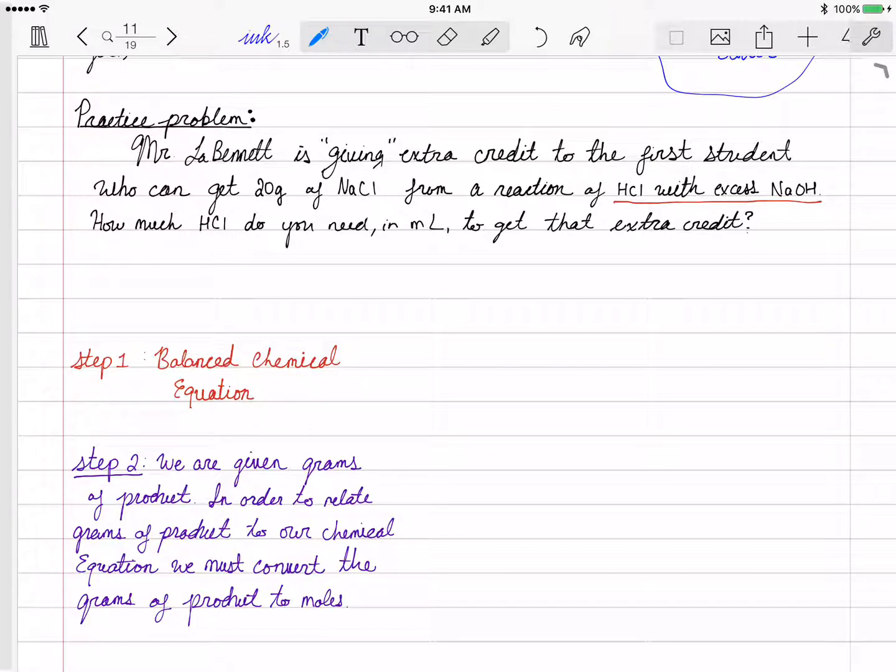And so, this problem, I was very nice. I told you what the reactants were. You didn't have to figure out the name from the formula from the name. Gave you one of the products, and so it's easy to figure out what the other one is. And so you also know what the limiting reactant is because you have an excess of sodium hydroxide. The limiting reactant has to be hydrochloric acid. And so we're going to keep these things in mind as we go along.